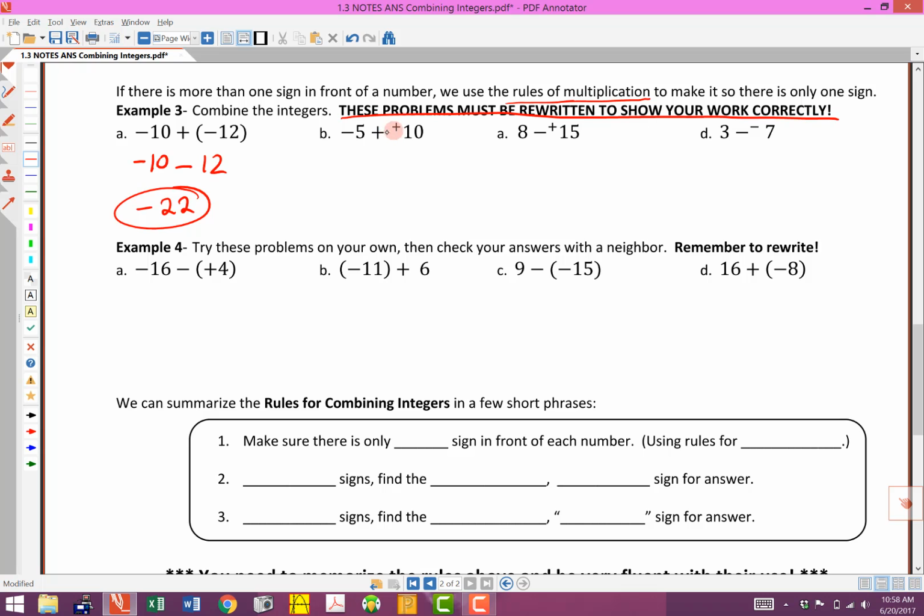So let's take a look at this one. You'll notice this one has two signs in front of it, but this one doesn't. So we're okay with the -5.